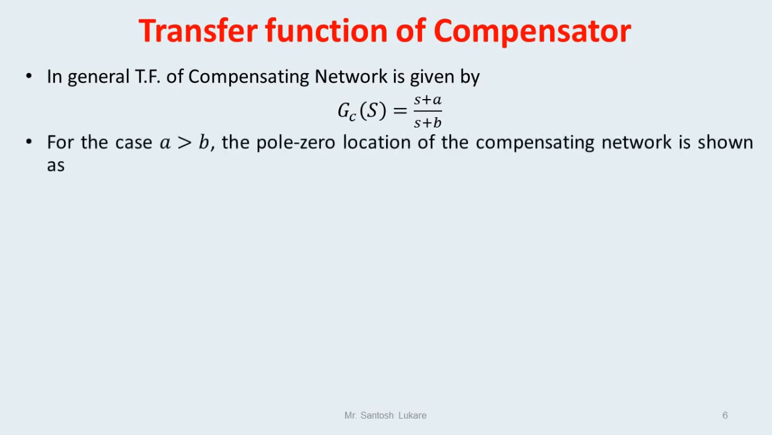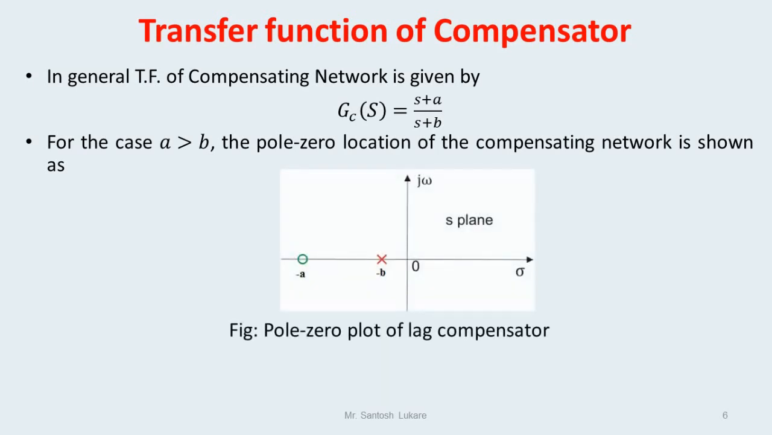So if we assume that the value of a is greater than b, then the pole zero diagram of the compensating network can be drawn as shown in the figure. The figure shows the pole zero plot of the lag compensator. Here it is observed that as the value of a is greater than b, the zero is more away from the origin on the negative real axis of the s plane as compared to the pole, which is located at minus b and indicated with the red cross. So here it is the pole and zero location of the given transfer function.